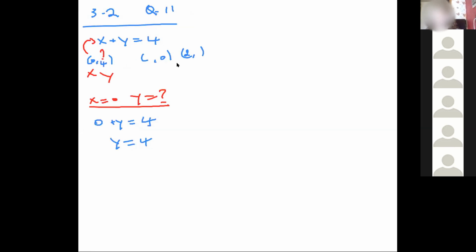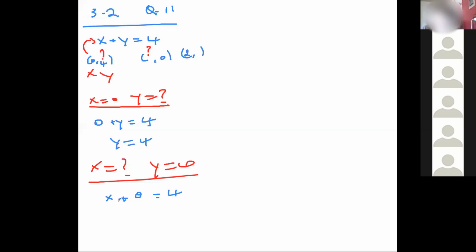So what is missing in this one, the second pair? The x, that's right. We don't know the value of x, but we do know the y, which is 0. So x is unknown, but y is known, and that's 0. The same thing, we're going to plug. So x is not known, so we're going to say x plus the value of y, plus 0 is 4. And then you solve this. X plus 0 again will be x, and 4 here. So that 4 goes here.